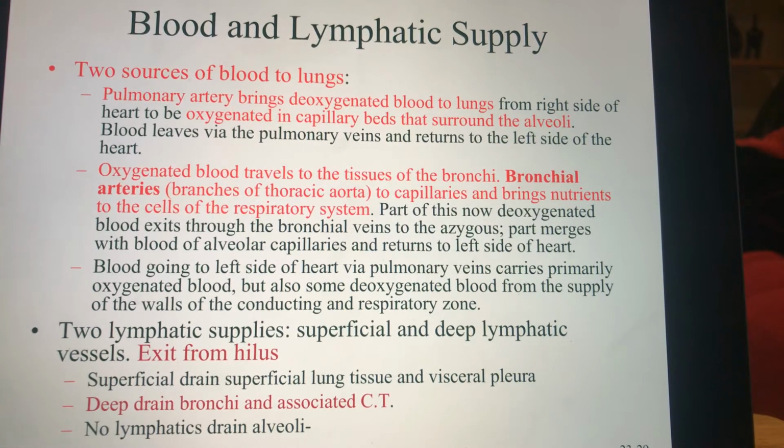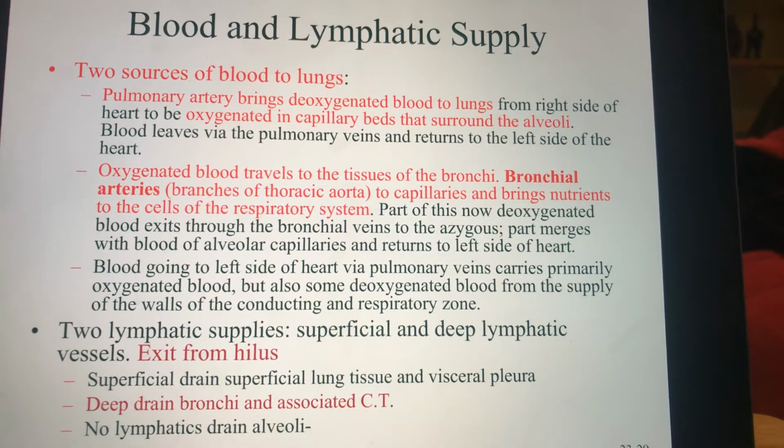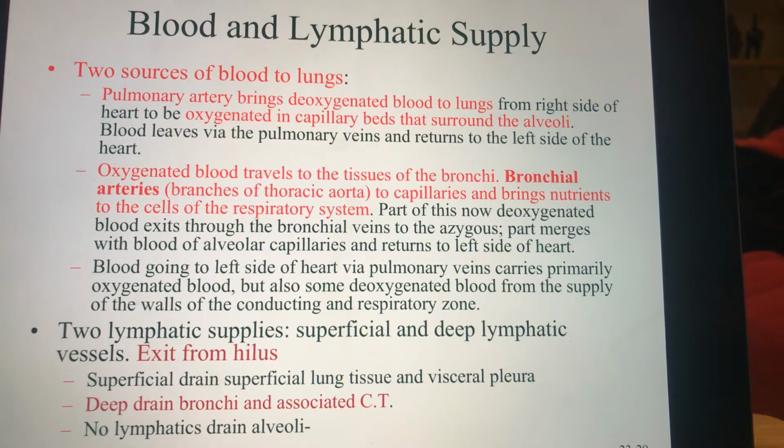One allows you to bring deoxygenated blood from your body through the right atrium, through the right ventricle, up the pulmonary arteries to the lungs. That's a normal source of blood so that we can oxygenate. Now, keep in mind that when this happens, you're not bringing actual nutrients and oxygen to the lung matter and the cells that make up the lung matter. So you need a second blood source that will bring oxygenated blood and nutrients to the lung matter itself.